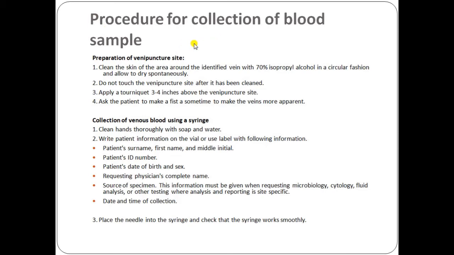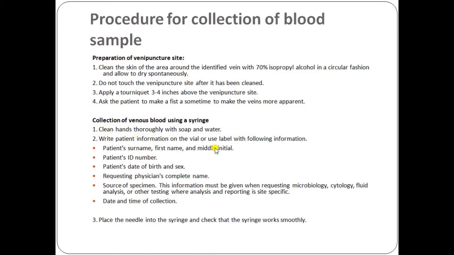First we will discuss the preparation of the venipuncture site. For preparation of the venipuncture site, first clean the area from where you want to get the sample with 70% isopropanol alcohol. Do not touch the venipuncture site after it has been cleaned. Then apply the tourniquet. The tourniquet should be applied about 3 to 4 inches above the venipuncture site. Then ask the patient to make a fist so that the veins become more prominent.